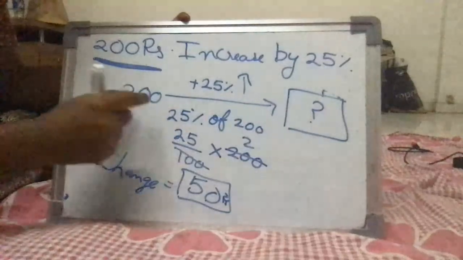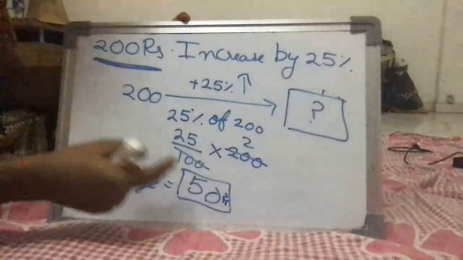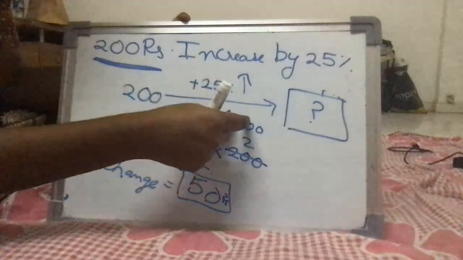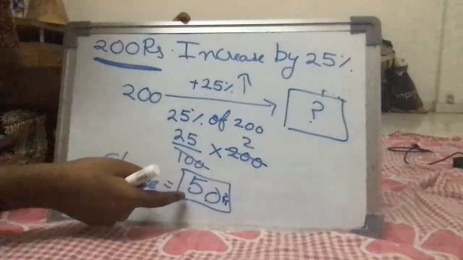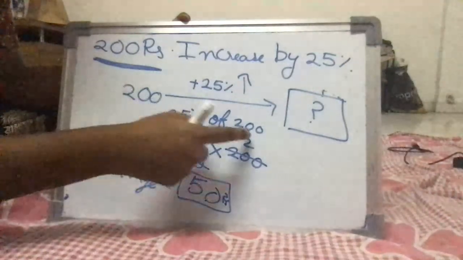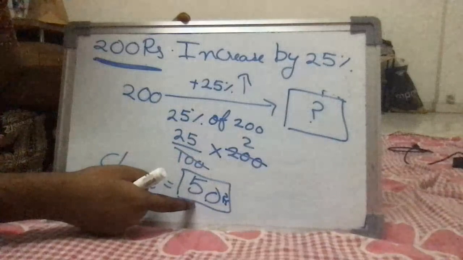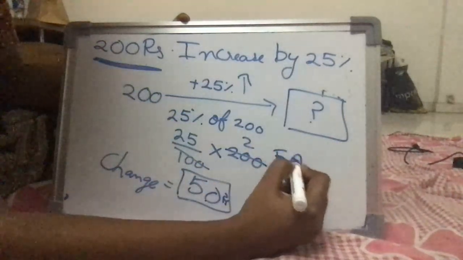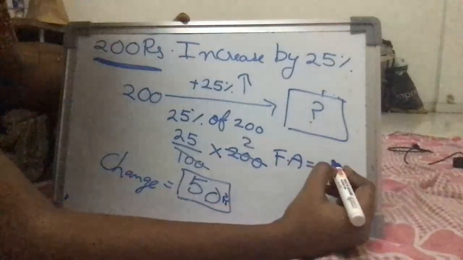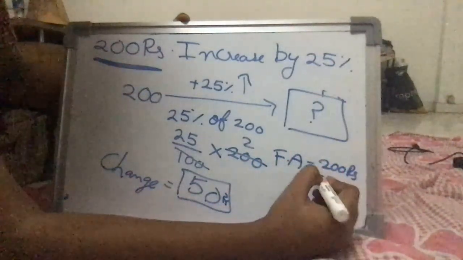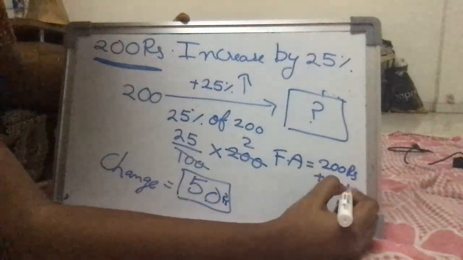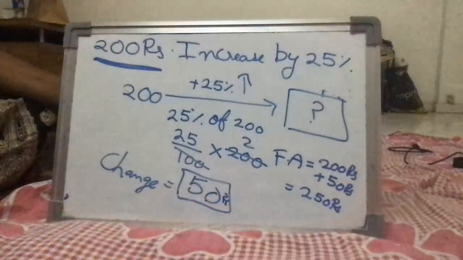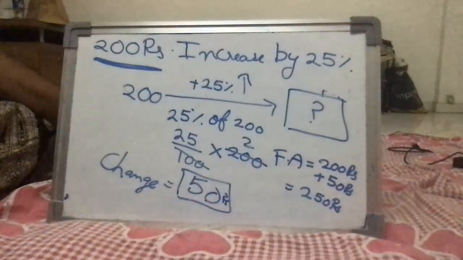And this is increasing. I have to increase this 200 by 50 rupees. Increasing 200 by 25% of 200 or increasing 200 by 50 rupees is the same thing, because 25% of 200 only gave me the 50 rupees. So my final answer is going to be: final amount will be equal to 200 rupees plus 50 rupees, that is 250 rupees.